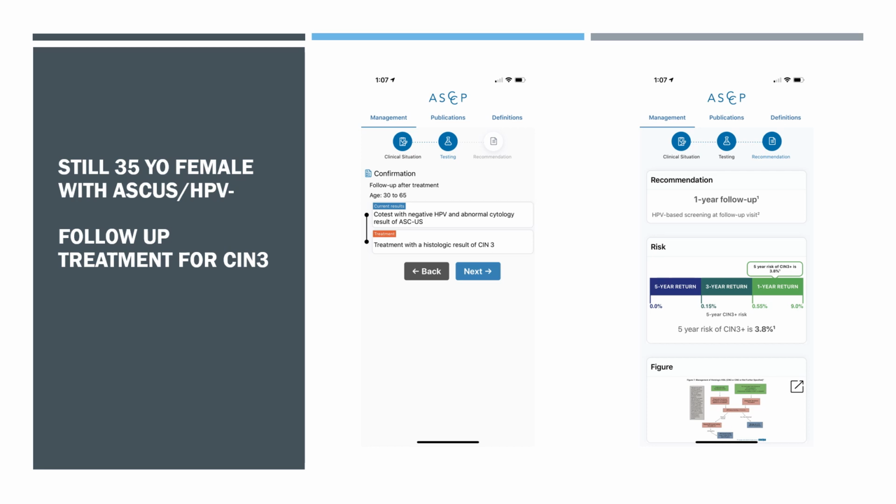Again, their risk for CIN3 immediately is still less than 4%, but you can see that their 5-year risk for CIN3 is 3.8%. So that risk for CIN3 is higher in this patient coming in for surveillance following treatment, which makes sense, right? So this is where the new app becomes important. The old app is best adapted for going forward, but not looking back.